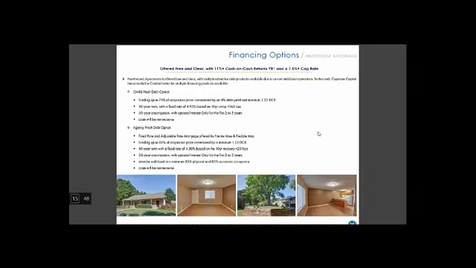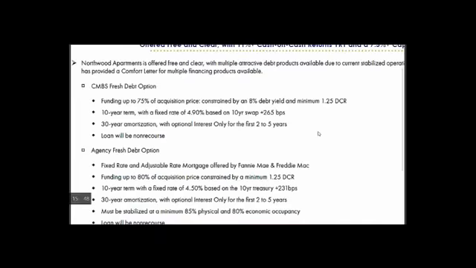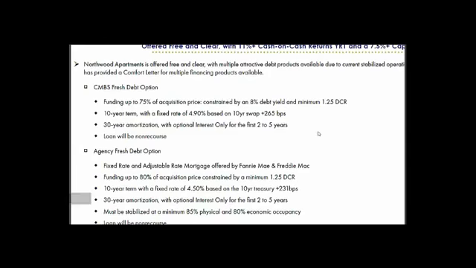Offered free and clear with an 11.5% cash-on-cash return. Look at what they've done here: they've given you some debt options. So what they're saying is you can do a 75% LTV acquisition, a 10-year term at a 4.9% interest rate, 30-year amortization. The loan will be non-recourse. Okay, so that's a CMBS, commercial mortgage-backed security, fresh debt option.